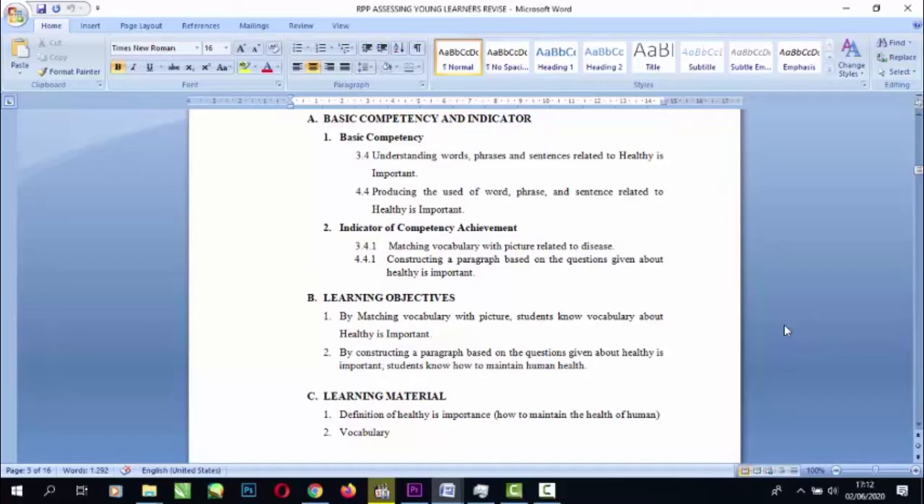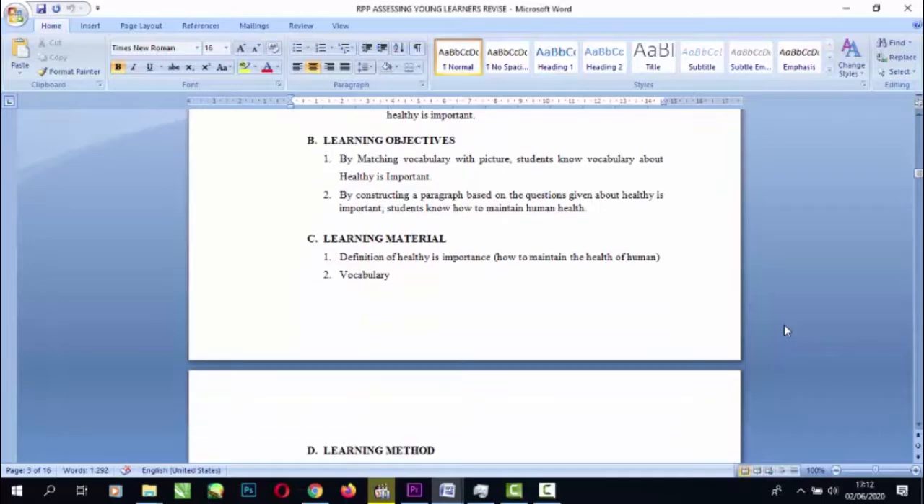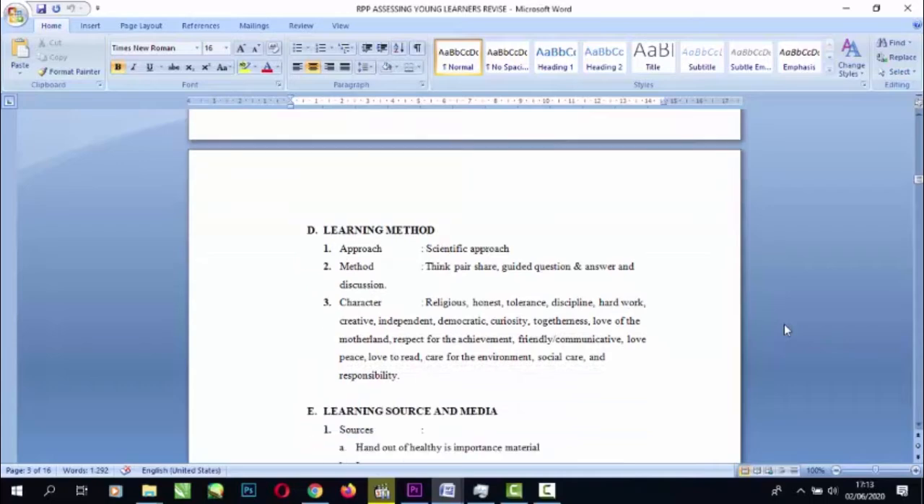Learning objective. The first is by matching vocabulary with picture, students know vocabulary with healthy is important. The second is constructing a paragraph based on the question given about healthy is important. Students know how to maintain human health. The learning material. The first is definition of healthy is important, how to maintain the health of human, and vocabulary.